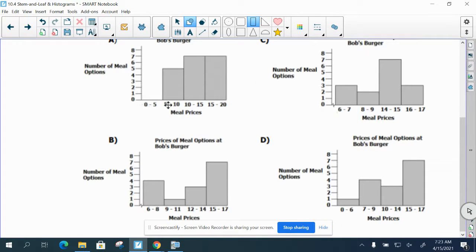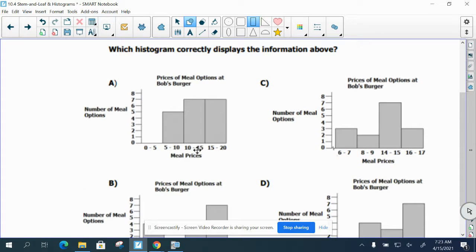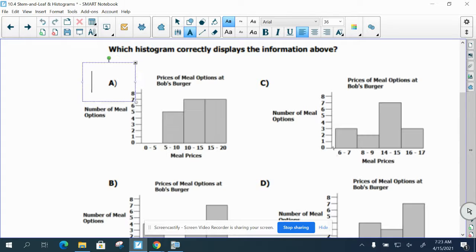So this is 0 to 5, 5 to 10. Okay, so the problem with A is that there's overlap. You shouldn't have overlap. If this is 0 to 5, then this should be 6 to 10, and this should be 11 to 15, and this should be 16 to 20. So we know that A can't be correct.